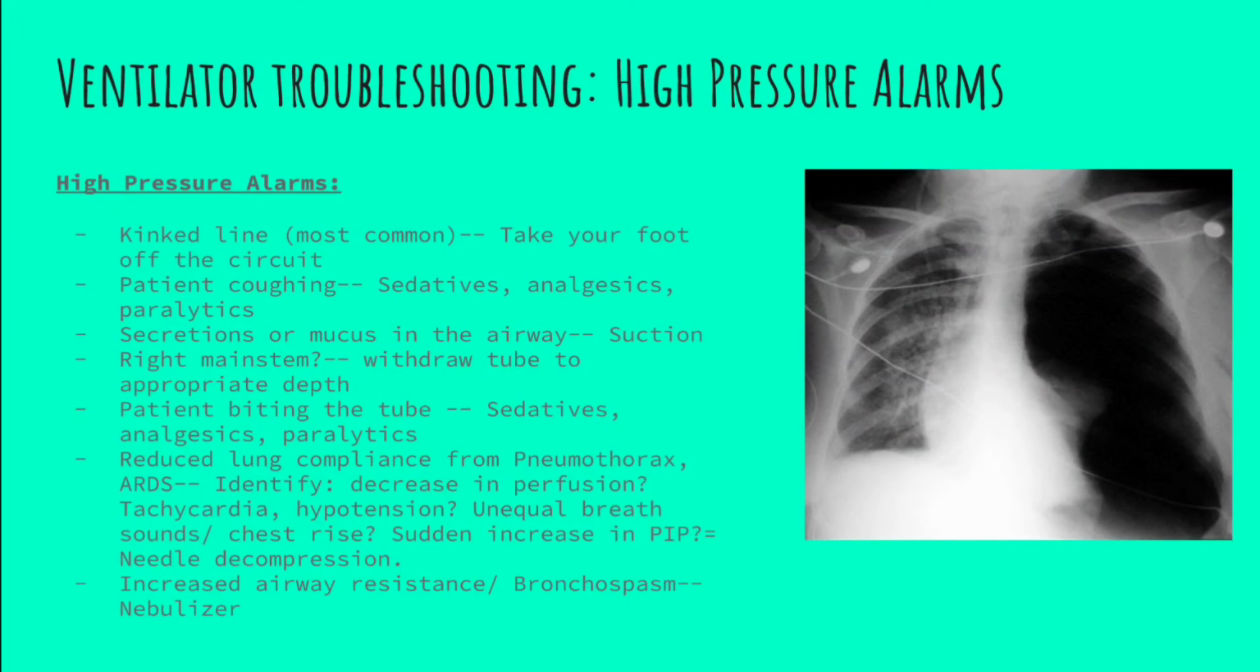So when talking about increased airway resistance, we're talking about bronchospasm. This is something we're going to see with our COPD patients, our asthma patients, and the way that we'd fix this is just give them an inline nebulizer, your albuterols, okay? Beta agonist types of medications.